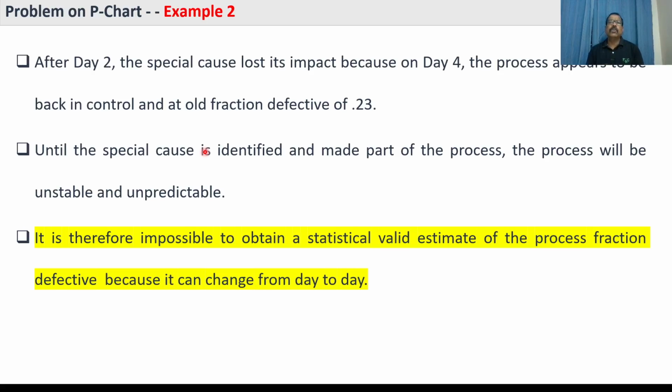Otherwise, you have to get more samples, more subgroups, like taking 10 subgroups instead of 5. If only one data point is off, you can eliminate it and then say whether the process is under control or not.